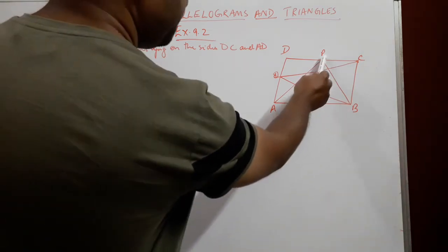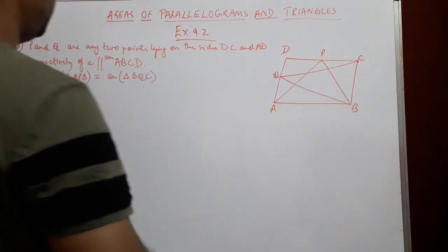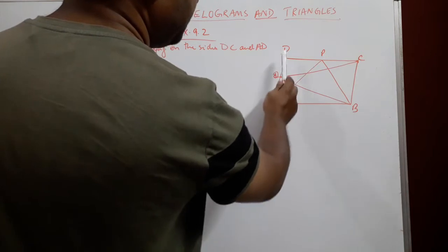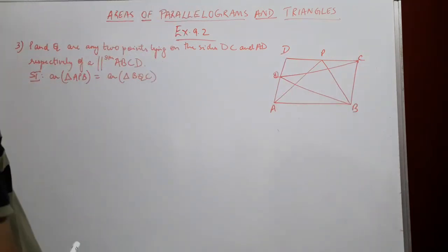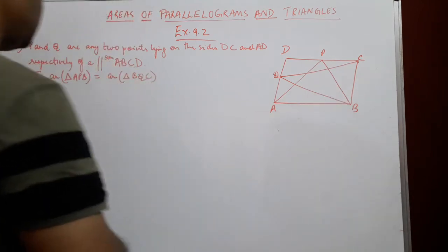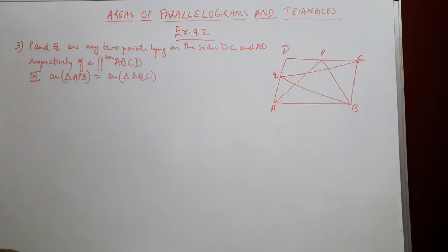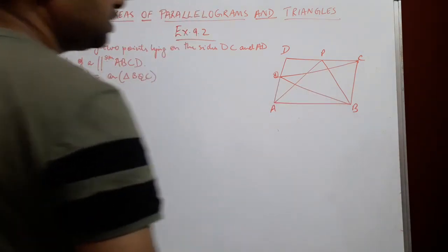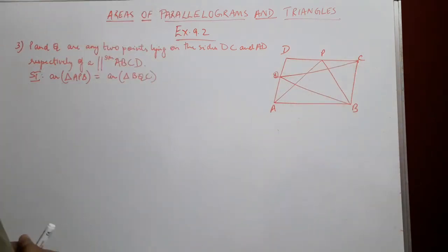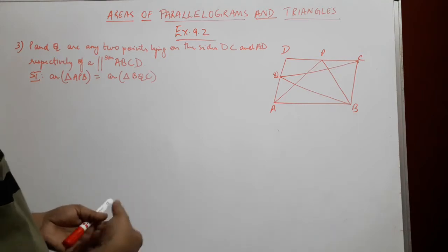P and Q are 2 points lying on the sides DC and AD respectively of a parallelogram. So we are given that ABCD is a parallelogram. We are asked to prove that area of triangle APB, that means this triangle, is equal to area of triangle BQC, this one. If you notice, both these triangles fall inside this parallelogram. These two triangles have their own bases, and these bases are actually shared with the bases of the parallelogram.